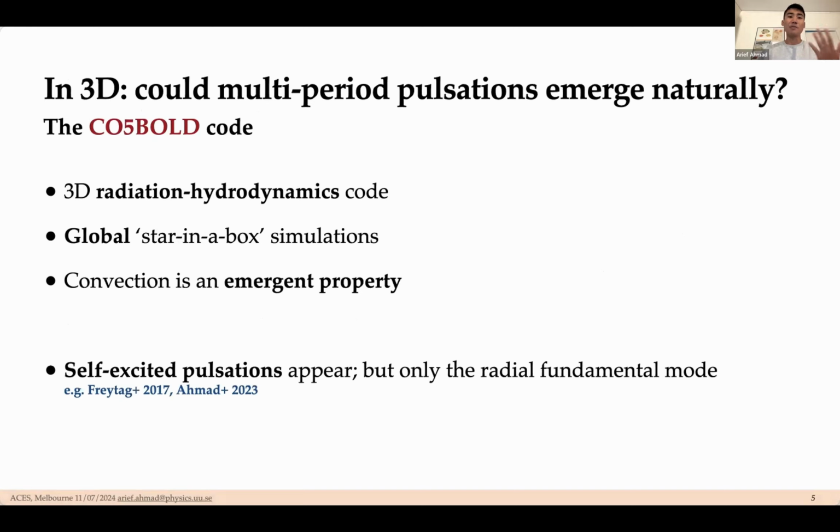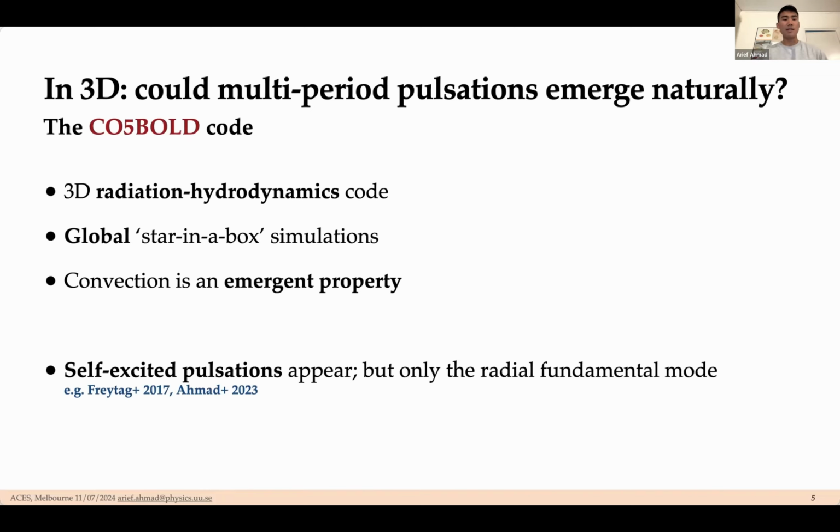To describe what we've been doing, we've been using the CO5BOLD code, which you've heard about on Monday and a bit yesterday. But to introduce you again, it is a 3D radiation hydrodynamics code. We treat the star by putting it in a box, so it's a global star in a box type of simulation. And perhaps the most important difference between 1D and 3D in this case is that convection is an emergent property, in the sense that we've not applied any parameterizations or any special treatment on the convection, and that it emerges naturally from the radiation and hydrodynamics.